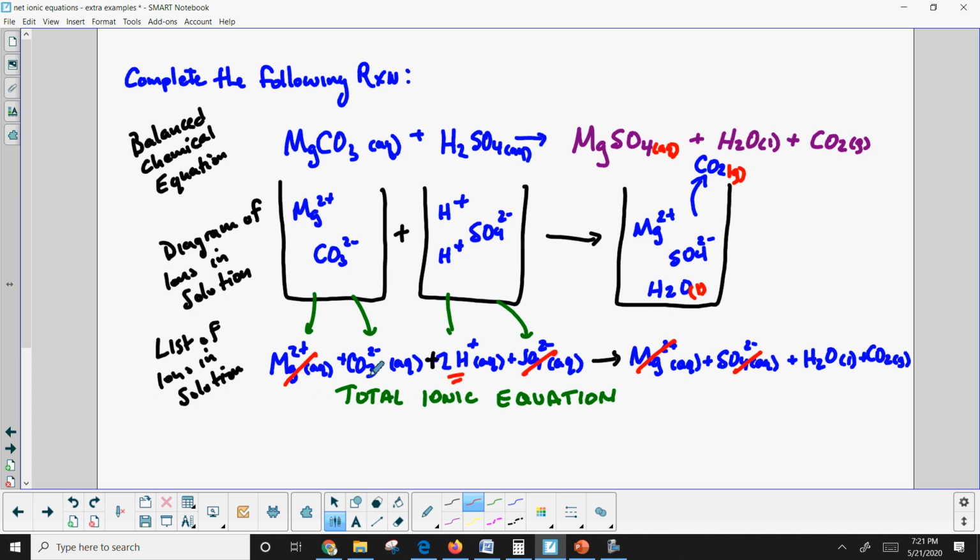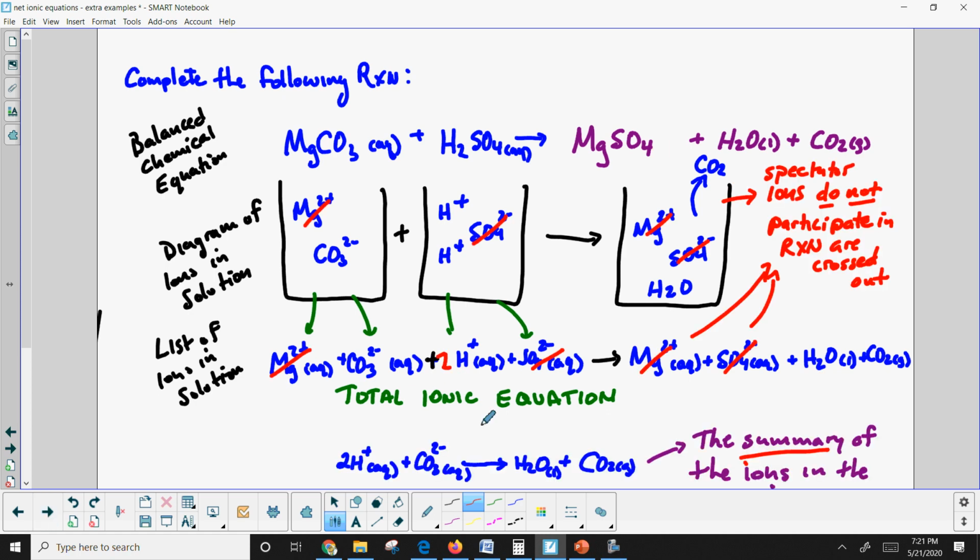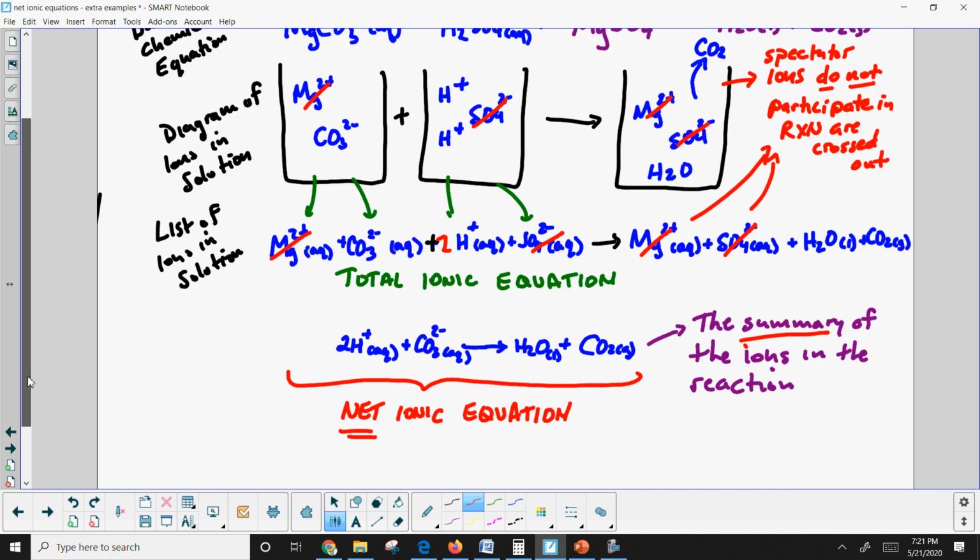So what do we have? I've got two hydrogen ions joining with a carbonate ion to give me H2O and CO2. And let's write that out. And that is going to be my, oh, there we go, net ionic equation. So this is my net ionic equation against a summary of the ions in this particular reaction.